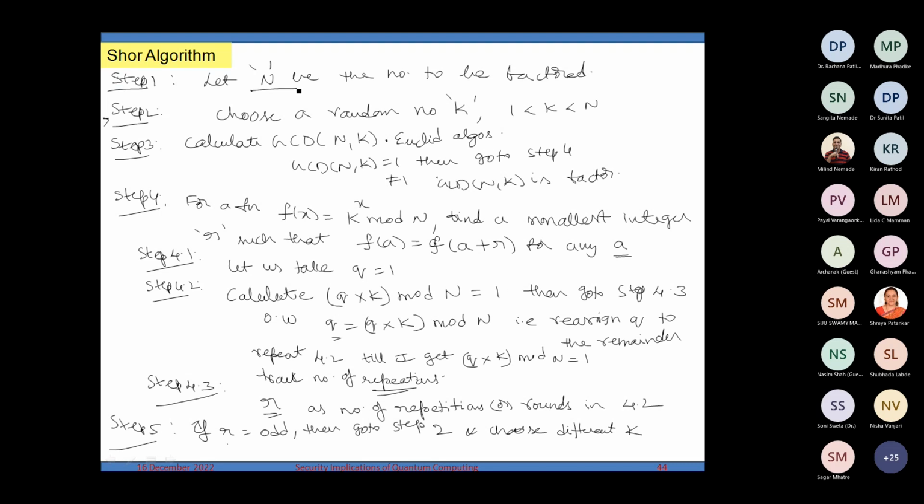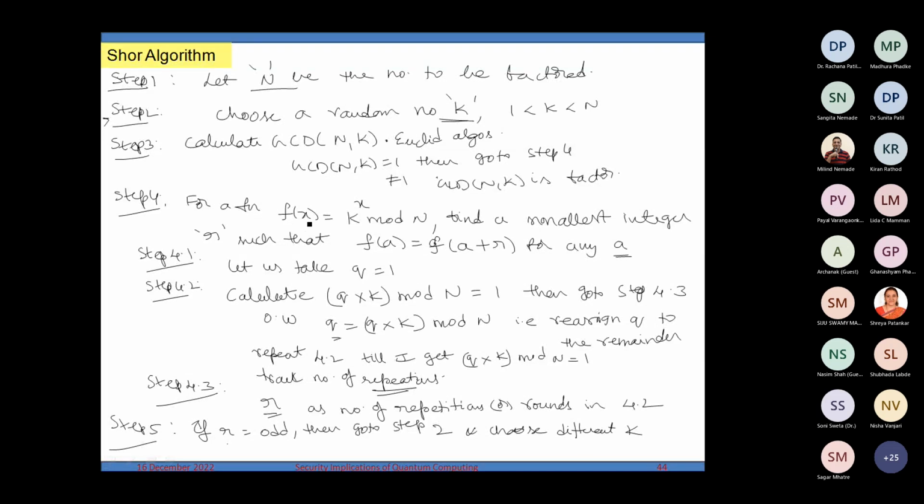I have a number to be factored. For that, in the second step, I have chosen a random number k which is less than n. Then I checked whether the GCD of n comma k is 1. Then I proceed further. If not, the number I have chosen is the factor. But it is a very rare occasion that we will choose such things. So step 4 is about trying to solve a particular equation. This is the crux of Shor algorithm. What does step 4 say?